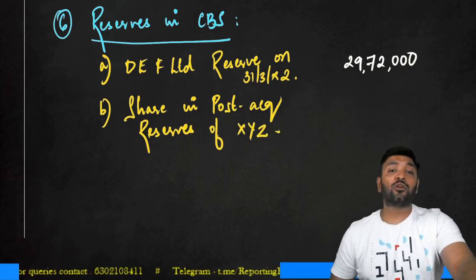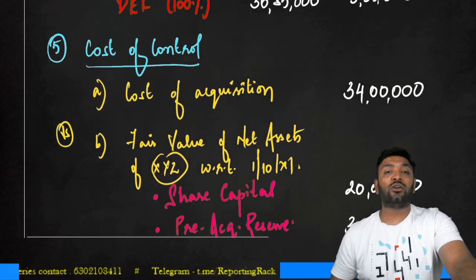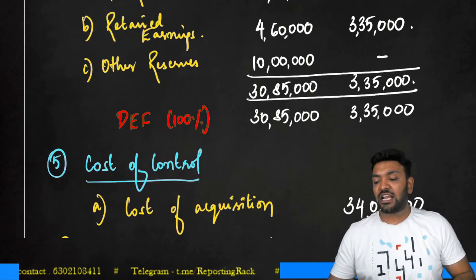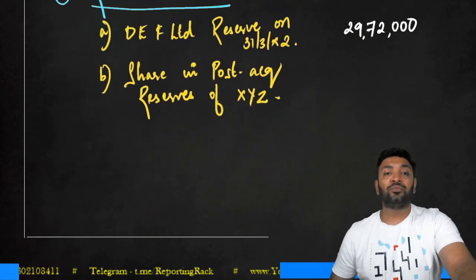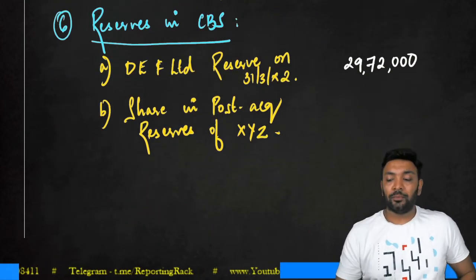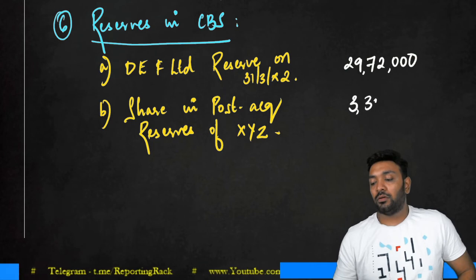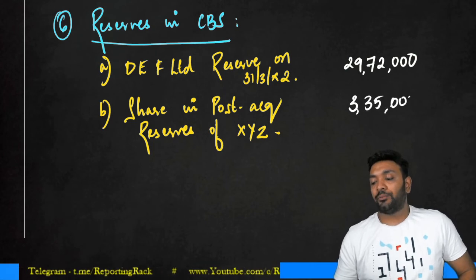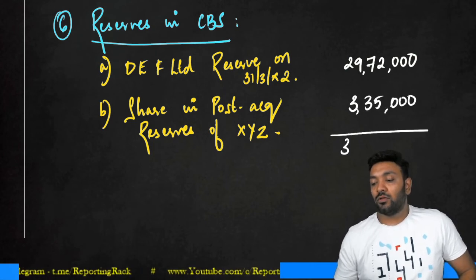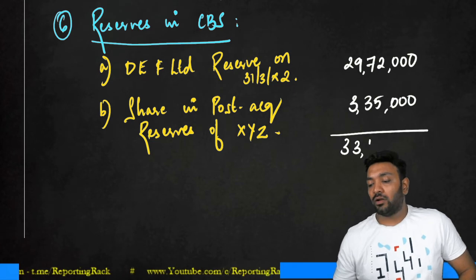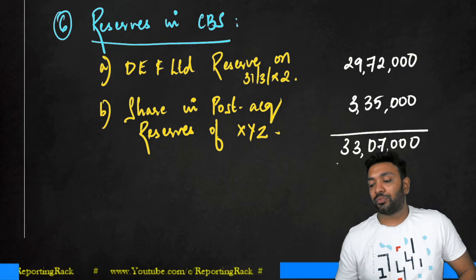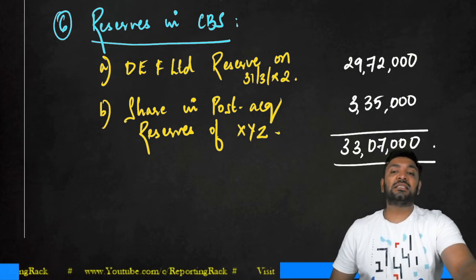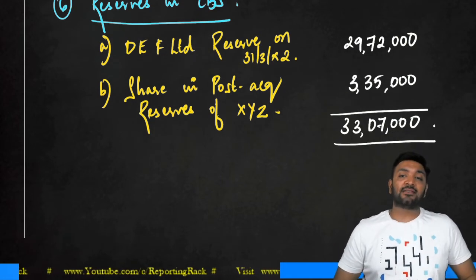What is their share in post-acquisition reserves of XYZ? Go back to the distribution table. DEF's share in post-acquisition reserves of XYZ is 3,35,000. So take that. Total 33 lakhs. That is the value of reserves in your CBS.